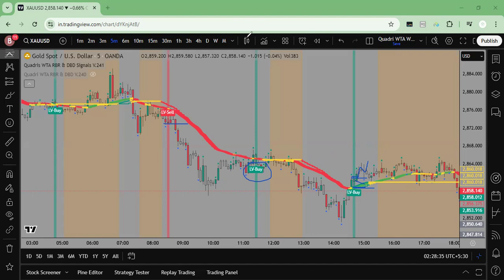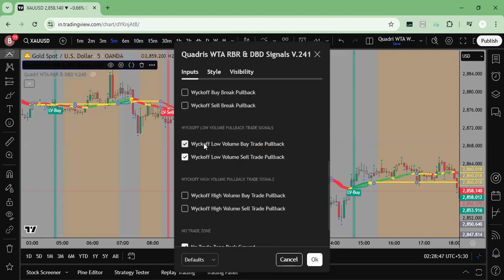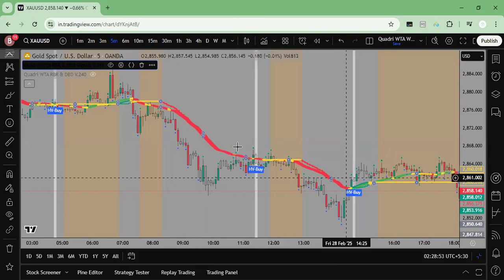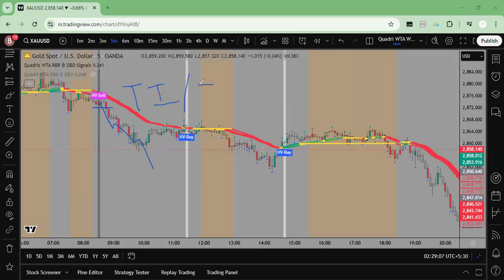Whatever the trade is there. After this we have a high volume pullback. It also generates a signal, not the same, but another different kind of signal, because low volume is a continuation kind of trade, but high volume is either a trade initiator or trend initiator, or it would be a trend changer kind of situation.